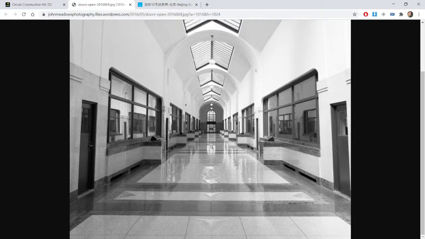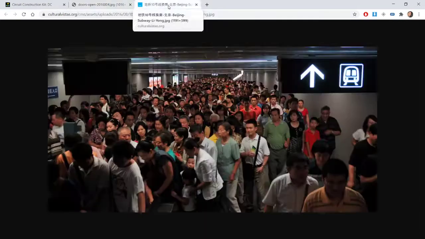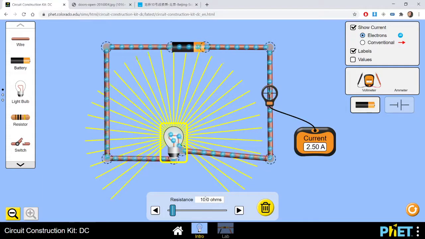As I increase the resistance, so maybe I put in a few obstacles, maybe I put in a few more people, it gets harder to walk through, so the current is lower. And then when I put the resistance very high, the current becomes very low, because it's really difficult to walk through. And that's just what's happening here.